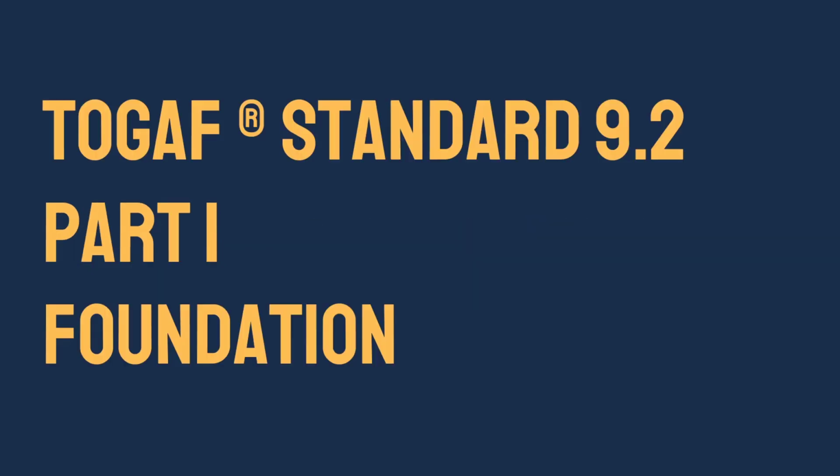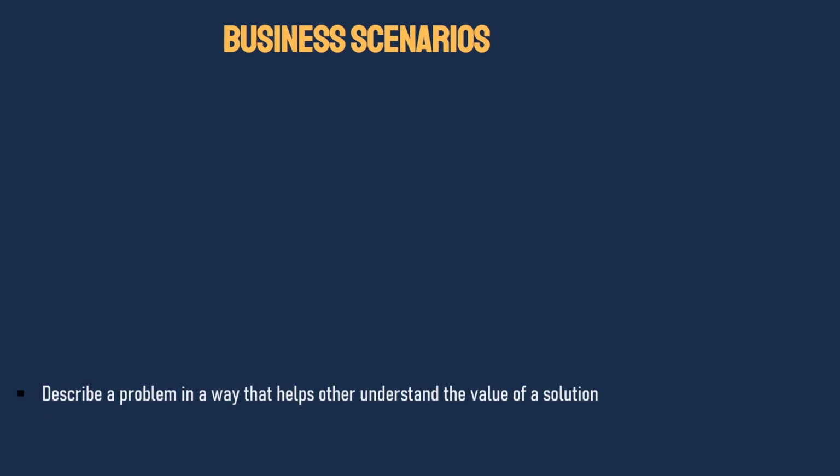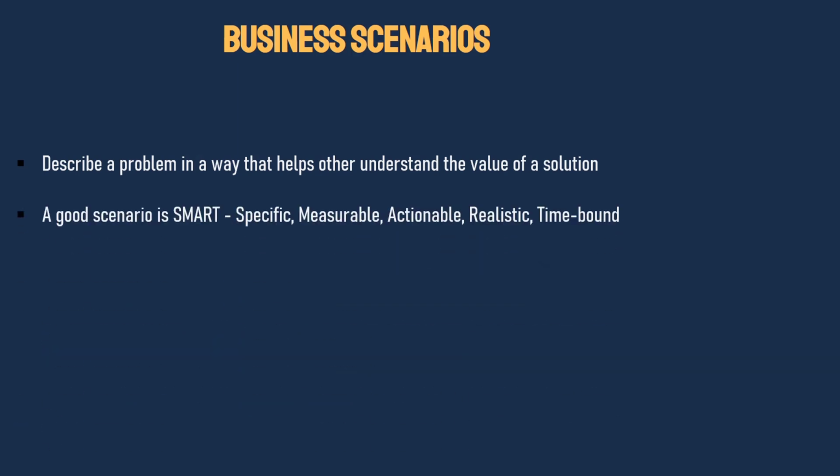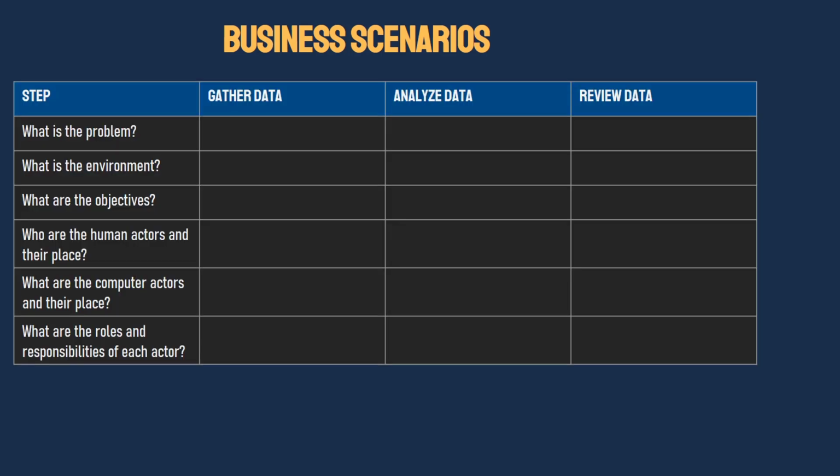Business scenarios. Business scenarios describe a problem in a way that helps others understand the value of a solution. A good scenario is SMART. That is specific, measurable, actionable, realistic, and time-bound. On the screen, you see a table of questions that we should ask when we are gathering, analyzing, and reviewing our data for a business scenario.